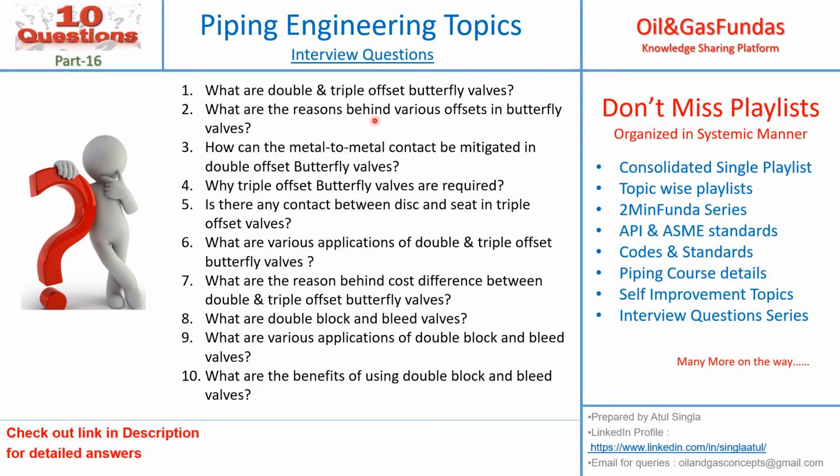Okay, what are the reasons behind various offsets in butterfly valves? How can metal to metal contact be mitigated in double offset valves? Okay, we need to really understand this concept. Why triple offset butterfly valves are required? Is there any contact between disc and seat in triple offset valves?